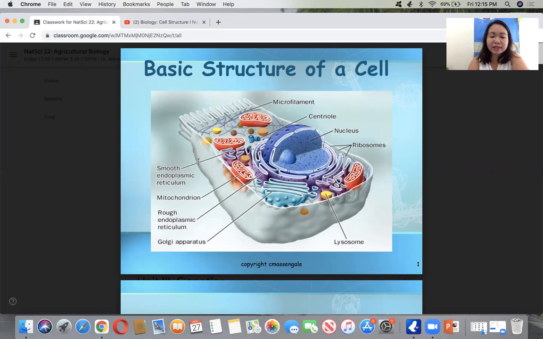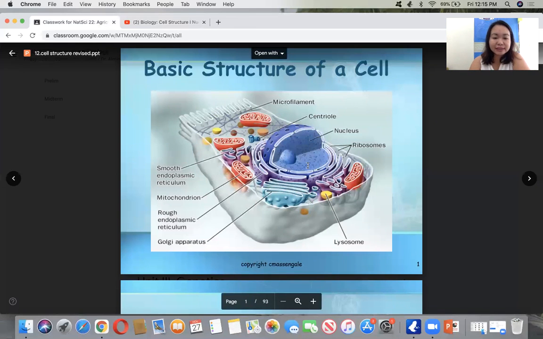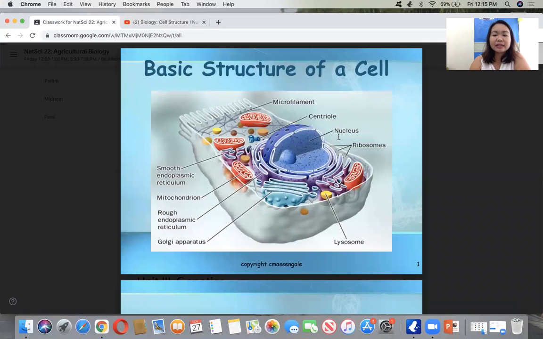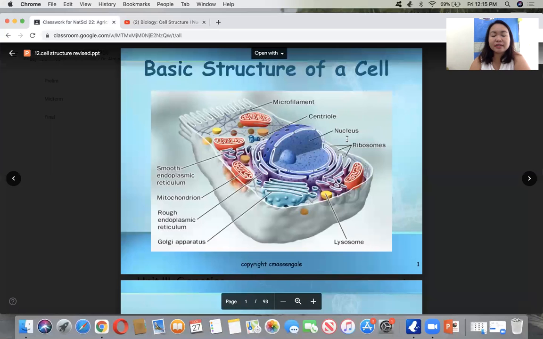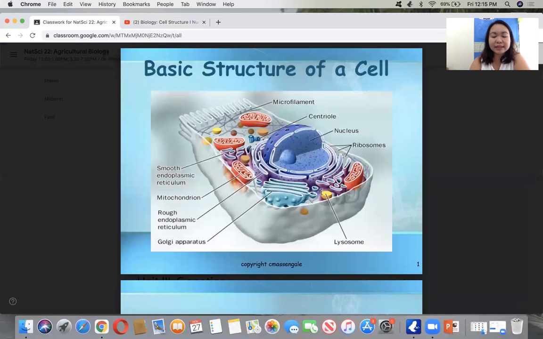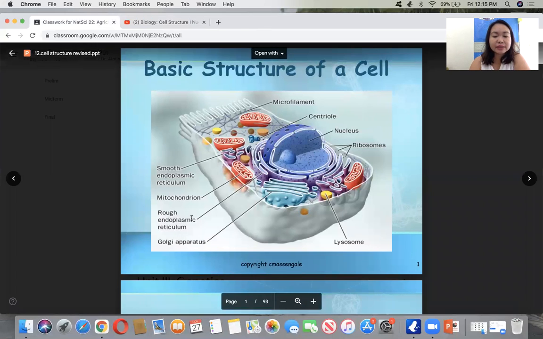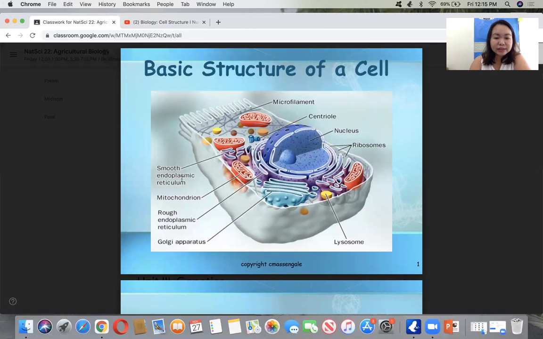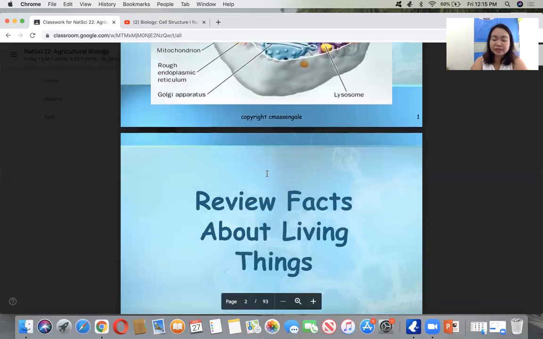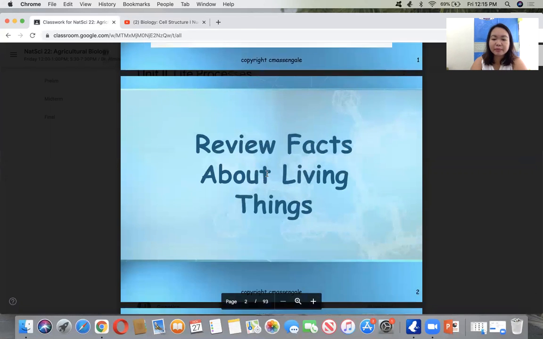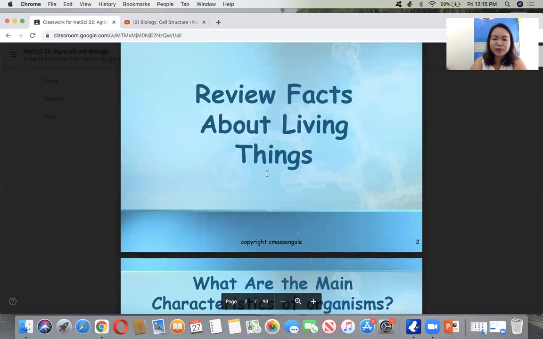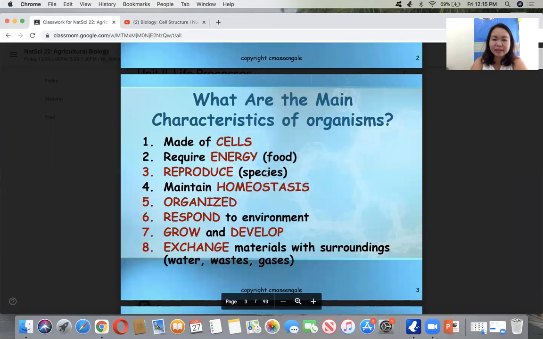Other than this are the different parts of the cell. Once again, the nucleus, the centriole, the microfilament, the ribosomes, the lysosome, the Golgi apparatus, the rough ER, the smooth ER, and the mitochondrion. And we all know that there are different cell structures between animals and plants. So let's review facts about living things once again.